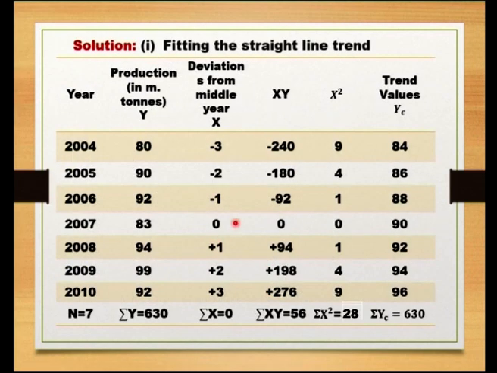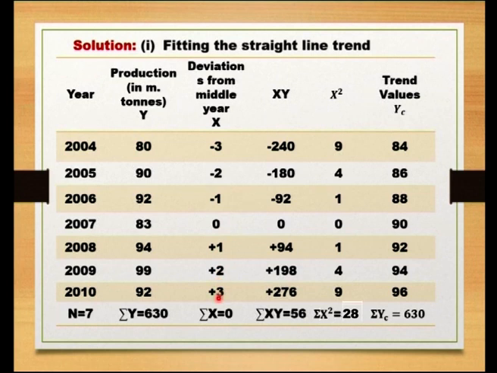Okay, the solution goes like this. Fitting the straight line trend: the year is from 2004 to 2010, and production in metric tons is given, 80 to 92. We calculate the number of years as 7, and summation y is equal to 630. Deviations from the middle year: x is 2007, taken as the middle year. Therefore, 2004 minus 2007 is minus 3, 2005 minus 2007 is minus 2, 2006 minus 2007 is minus 1, and like that 0, 1, 2, 3.